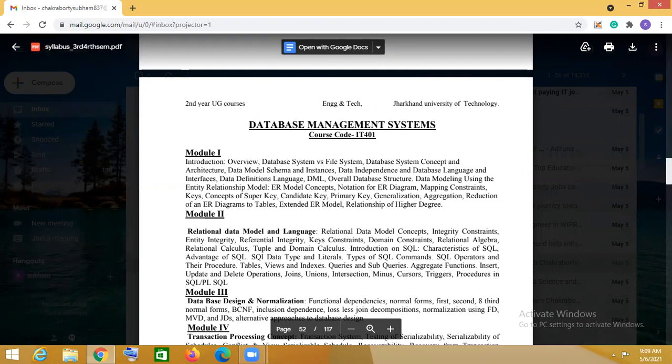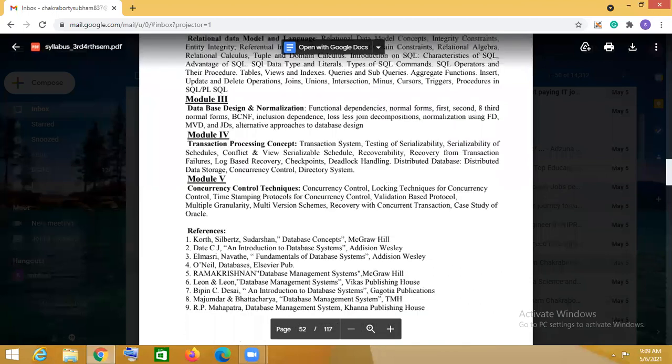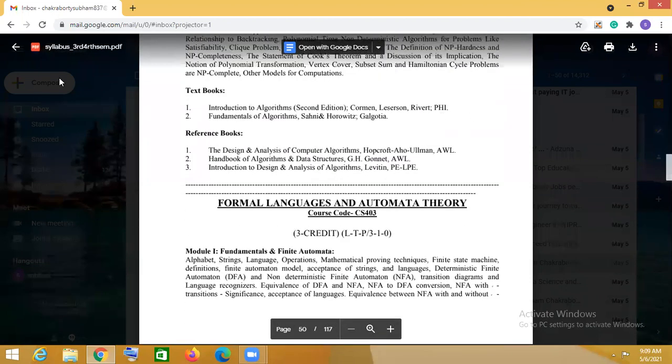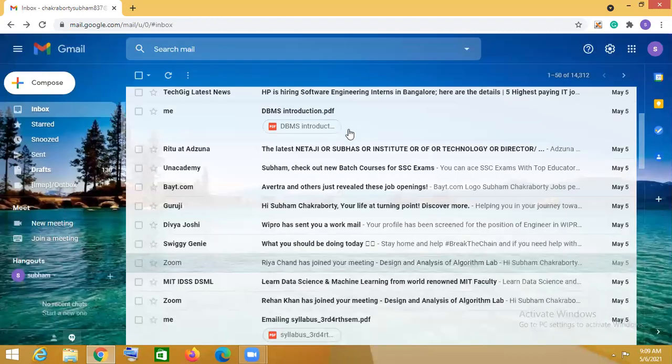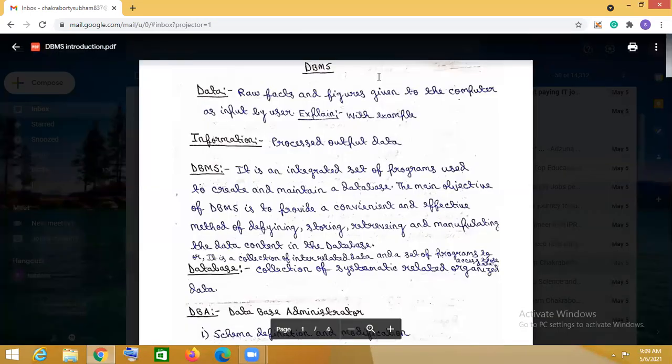And in module 3, we will discuss the normalization process. And after that, in module 4, it will be the transaction processing concept, and in module 4 there will also be the concurrency control techniques. So today I will first start from the introductions of the DBMS.